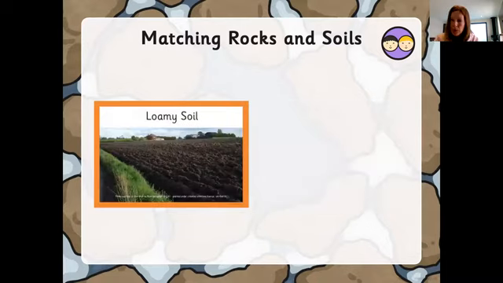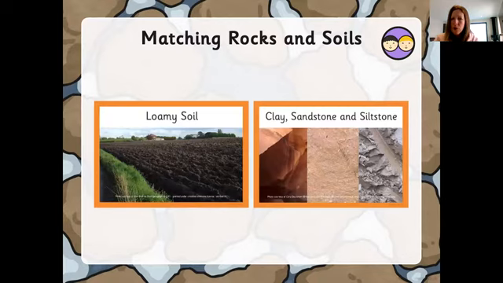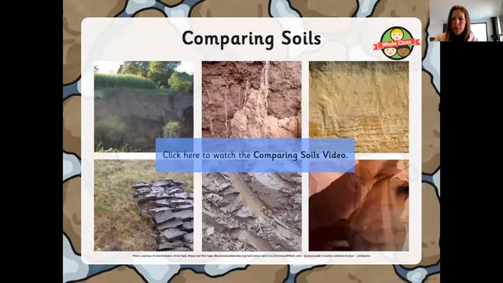And loamy soil, which is a mixture of clay, sandstone and siltstone. So it's a combination of all those different types of rock there, creates this loamy soil. So there's our different types of soil.